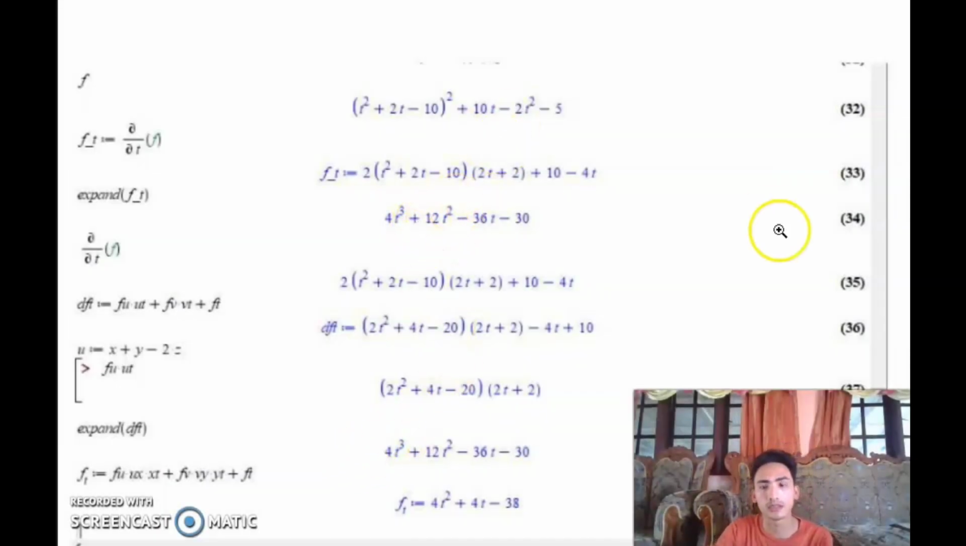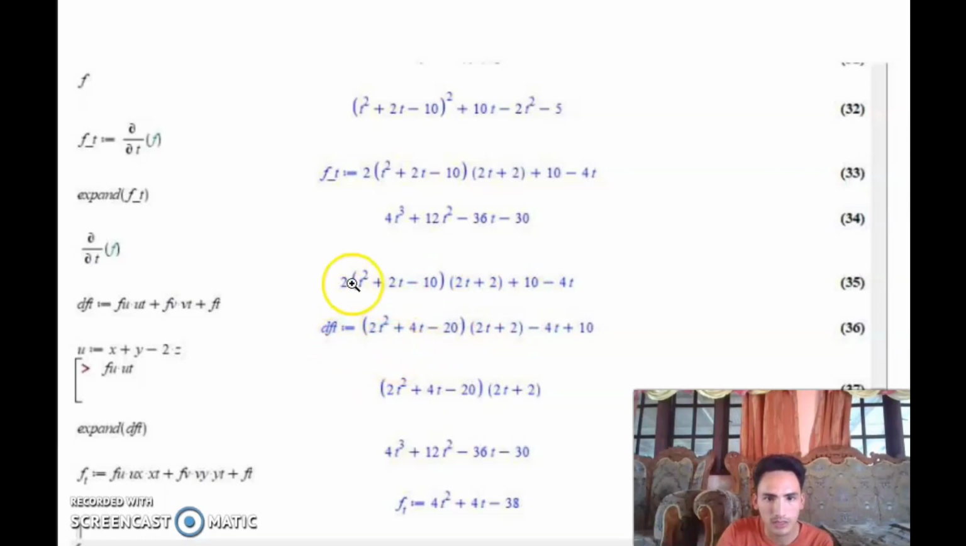For the software calculation, we get 2 times the bracket t squared plus 2t minus 10, times the bracket 2t plus 2, plus 10 minus 40. We expand here, we get 4t cubed plus 12t squared minus 36t minus 30.